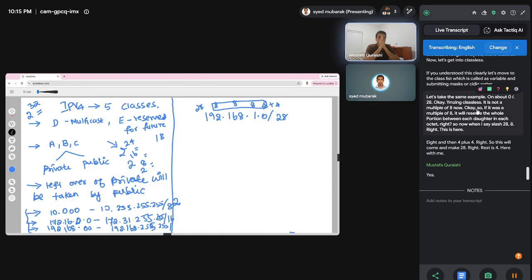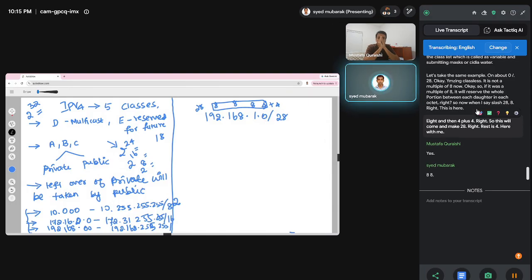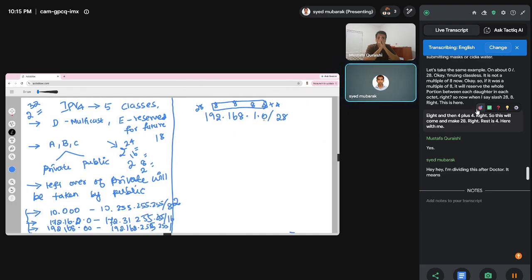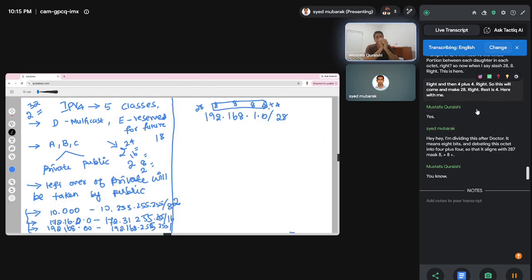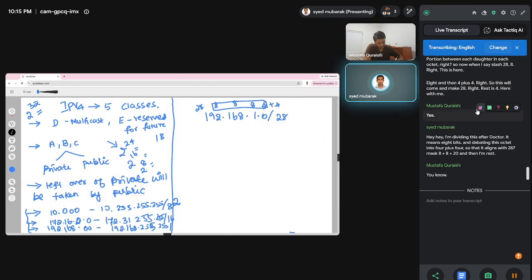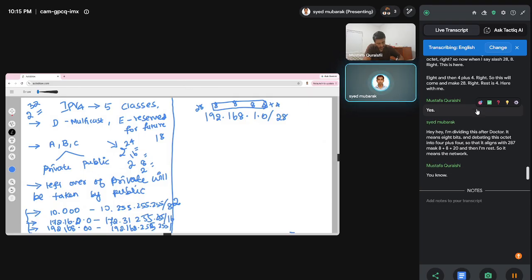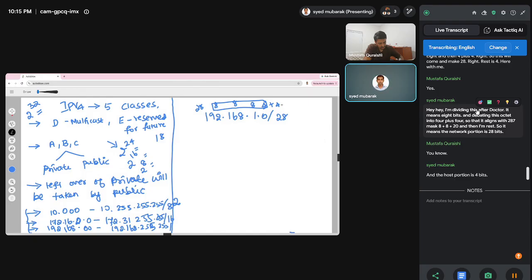Yes. 8, 8, 8. I'm dividing this octet. Octet means 8 bits. I'm dividing this octet into 4 plus 4 so that it aligns with the /28 subnet mask. 8 plus 8 plus 8 plus 4 is 28, and then the rest. So the network portion is 28 bits and the host portion is 4 bits. Correct.